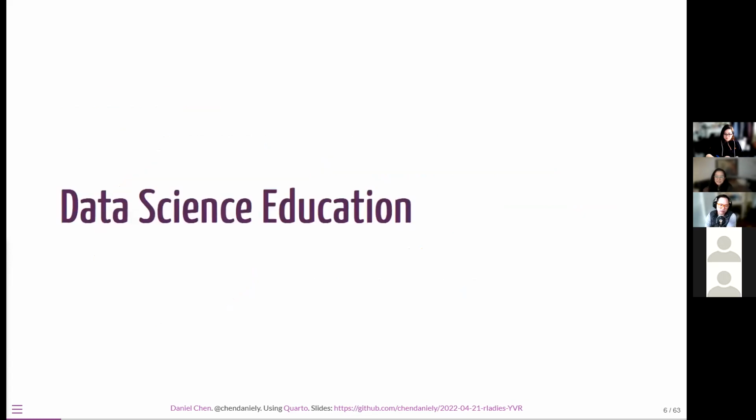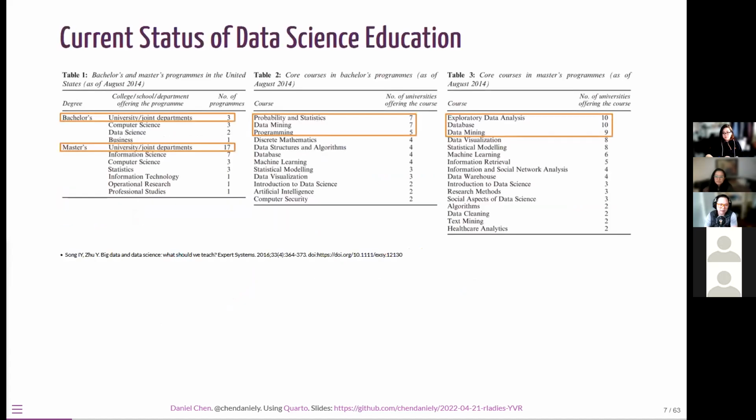But first, a little intro about the land of data science education. Currently, if we look at data science education outside of the boot camps and non-academic courses, it's typically run by joint departments in the master's and bachelor's programs. And if you look at the courses they offer, they're still very heavily geared towards traditional computer science and statistics courses, for both the bachelor's and the master's programs.